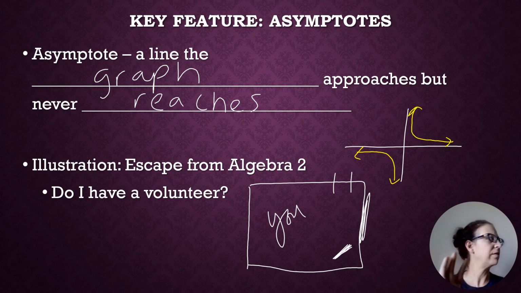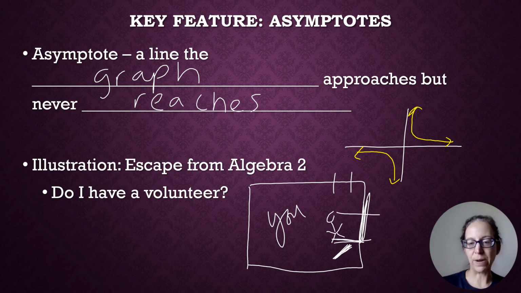So here's how this works. Here's you, okay? And you're standing a certain distance away from the door. And I say, okay, to escape from Algebra 2, you are going to head towards the door. But before you can get all the way to the door, you have to reach the halfway point, which might be right about here. And so here's our halfway point.